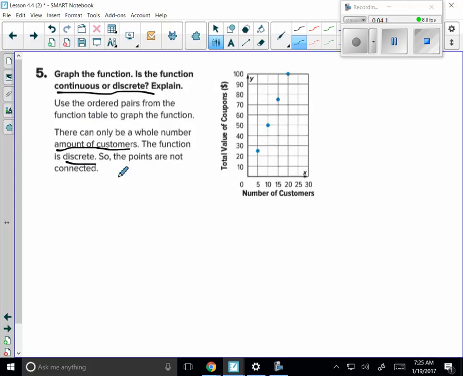And remember, discrete means not connected. Because if we connected these, that means that all of these answers in between are possible answers, which doesn't make sense when you can't have part of a person. So number of customers, and then total value of coupons. None of that was a fraction value.